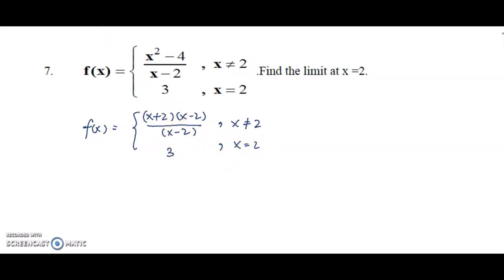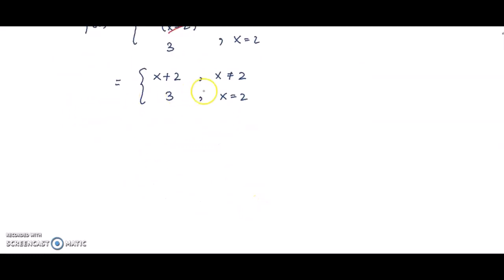Alright, then from here we can see that the x minus 2 can be cancelled off. We simplify. Then finally our f(x) becomes like this: x plus 2 when x is not equal to 2, and f(x) equals 3 when x equals 2. So now we want to find the limit when x approaches 2, and very obviously 2 is the boundary point where our graph will break. So for this kind of limit, you need to consider the one-sided limits. Then only can you say whether the two-sided limit exists or not.